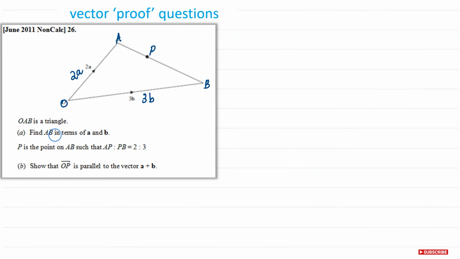So now we have this triangle OAB. And we're asked to find AB in terms of A and B. So we need AB. So to go from A to B, we need to go this way and this way. I'm going to write it down. So AB is equal to A to O plus O to B.